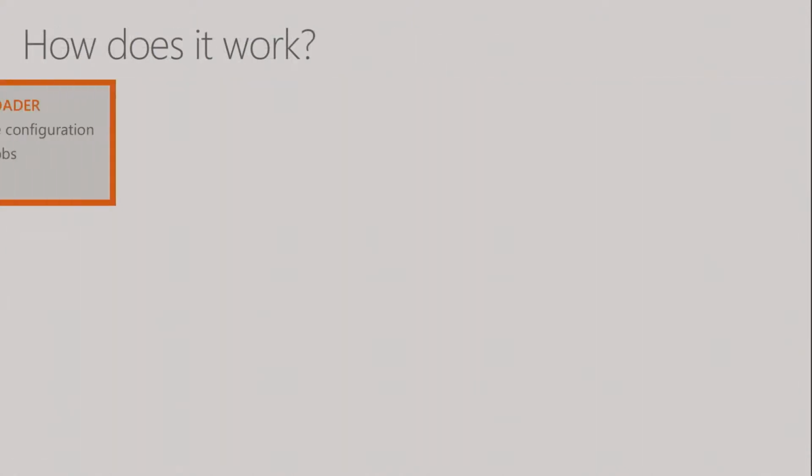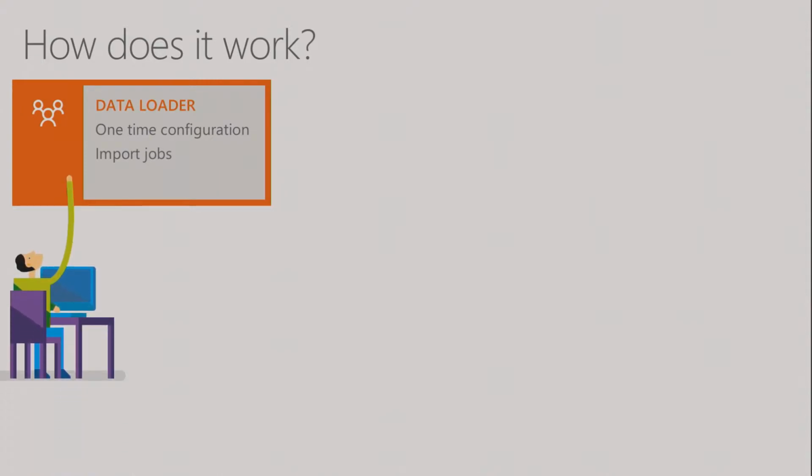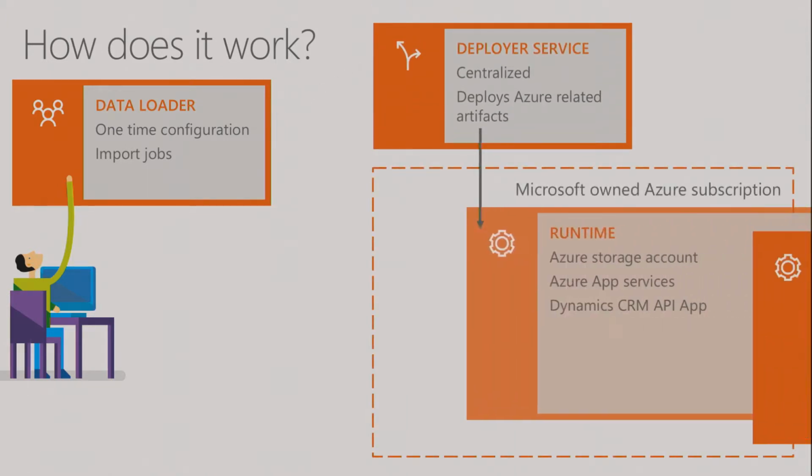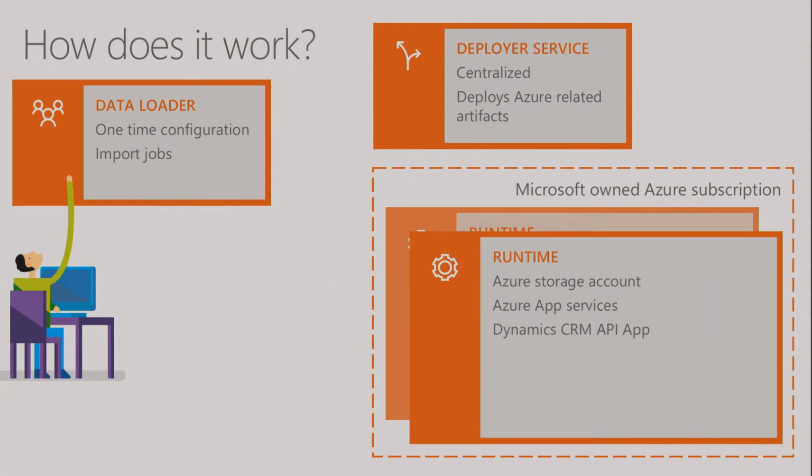So, another how-does-it-work slide. In this case, Data Loader has a one-time configuration. When I first use it, I point it at my target CRM, and we have a deployer service that goes ahead and deploys runtimes into our Azure subscription. This is all behind the scenes. This is Microsoft's Azure subscription. These runtimes use a lot of the Azure services to support this project.